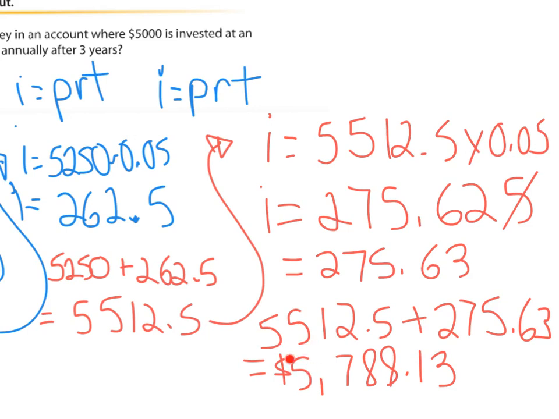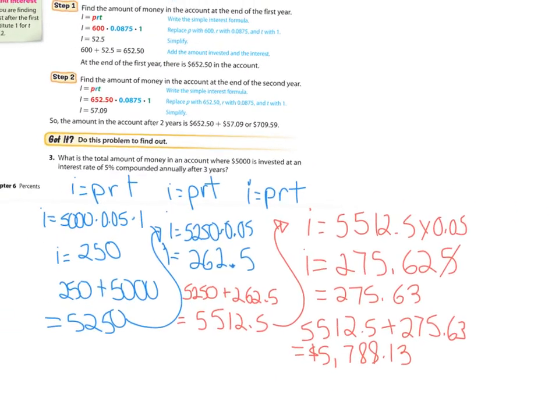Wow. So how much did we actually make in interest? We started with $5,000. Remember? Look up here, $5,000, and so we made $788.13 in compounded interest after 3 years. That is fantastic. Okay, that's it for today's lesson.